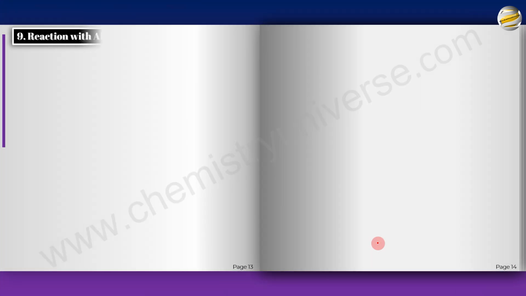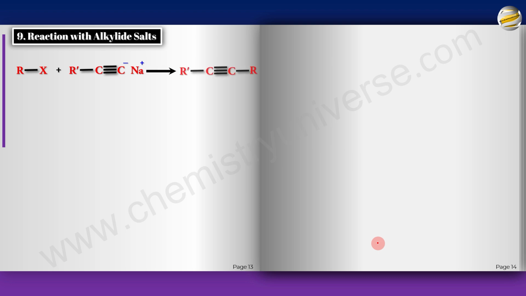Then we have reaction with alkynide salts. Basically, these are salts of terminal alkynes. Terminal alkynes, we can remove the terminal H. You'll get a sodium salt. This acts as a nucleophile. And you get a bigger alkyne with higher molecular mass.